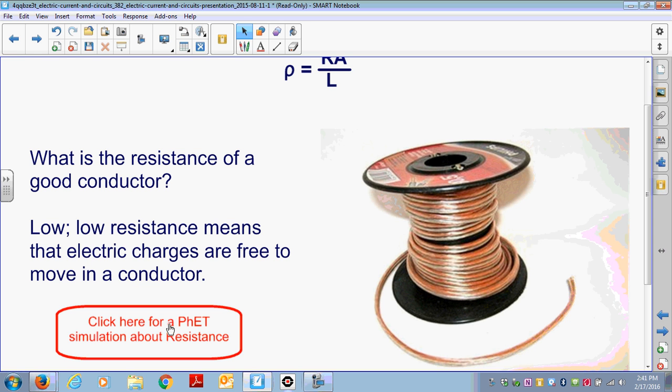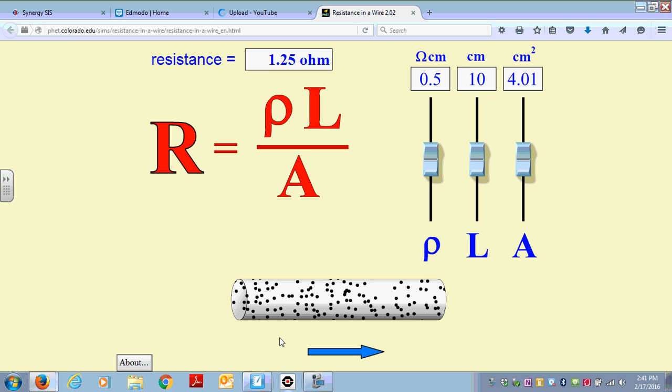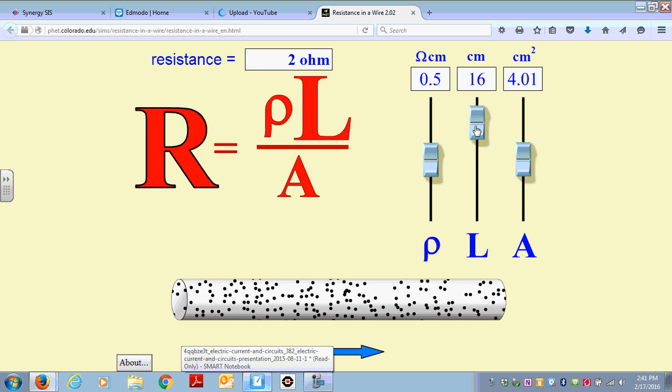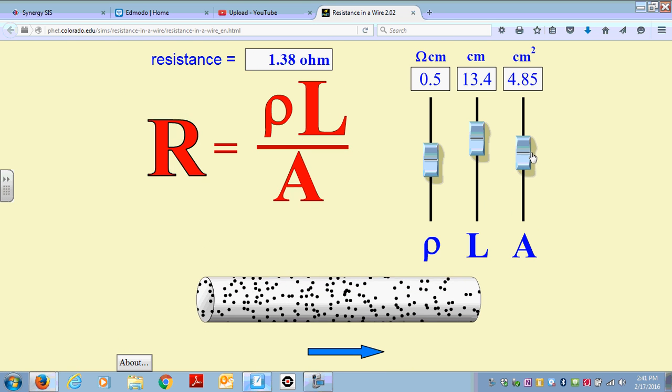Go ahead and click on the link that I provided in Edmodo. This one should be called Resistance in a Wire, and go ahead and play around with this a little bit. As you can see, you can move this up and down and see what happens. And check out this. And there you go.